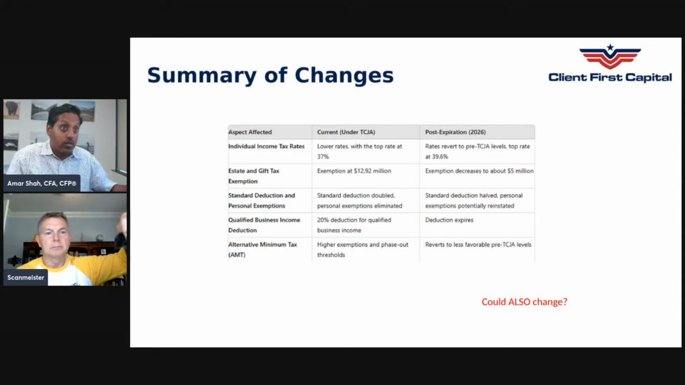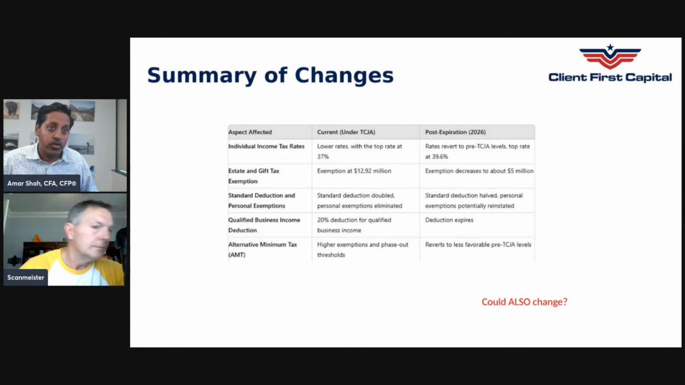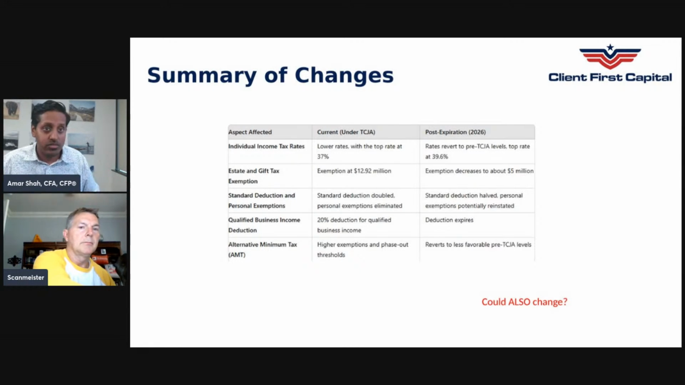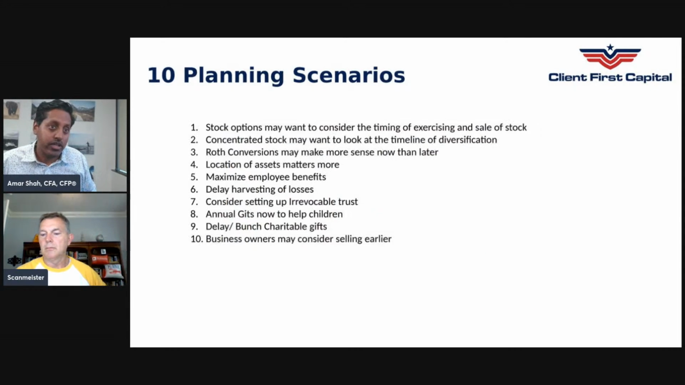Standard deduction doubled, right? Right now, personal exemptions are eliminated. Those are all going to come back with SALT deductions potentially removed. QBI we talked about. And then we're going to revert. We have higher phase out thresholds now, but we've eliminated some of the things that were deductible. But now we may go back to the lower thresholds and some of those things being deductible. So all to say that a lot of things could potentially change.